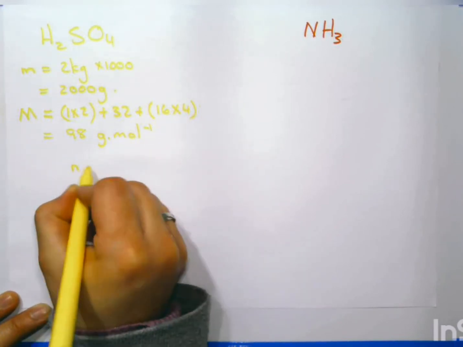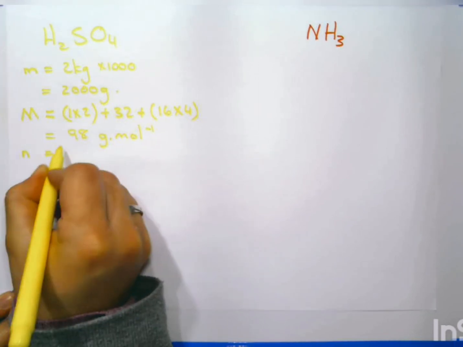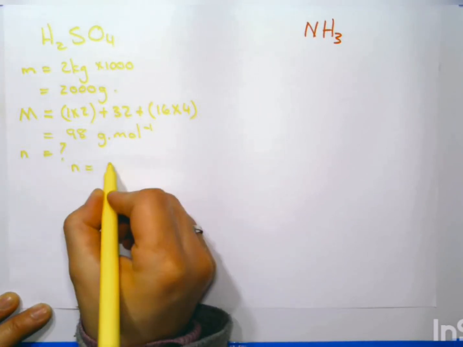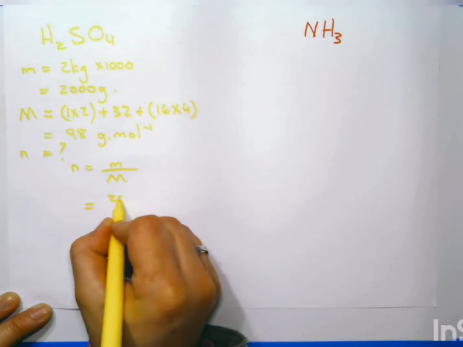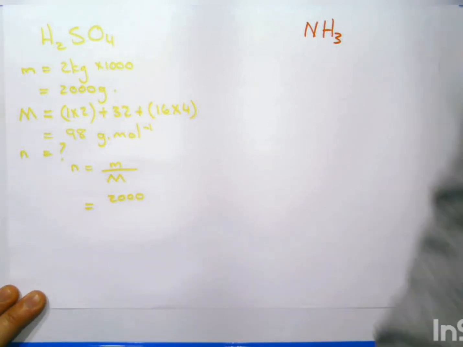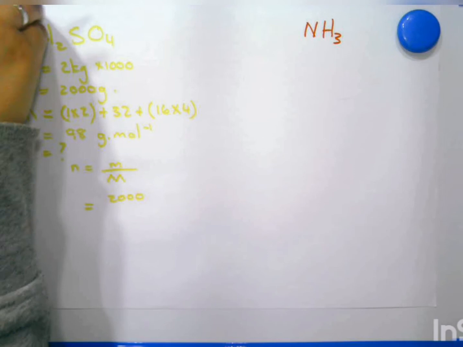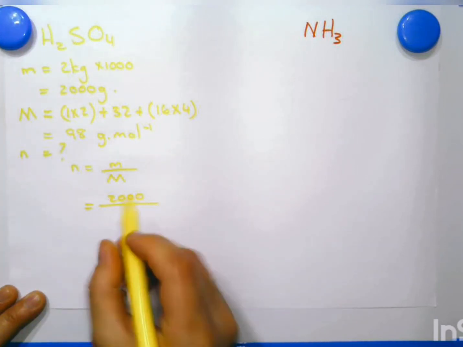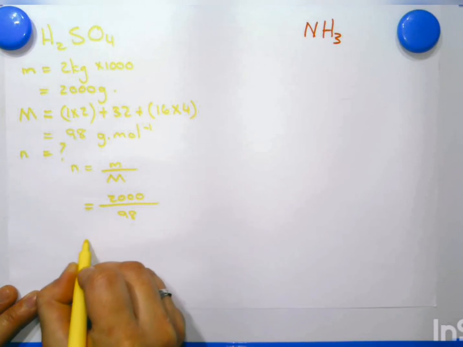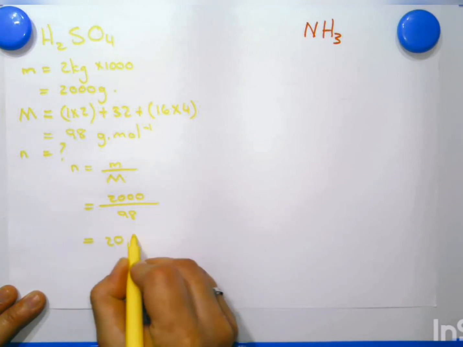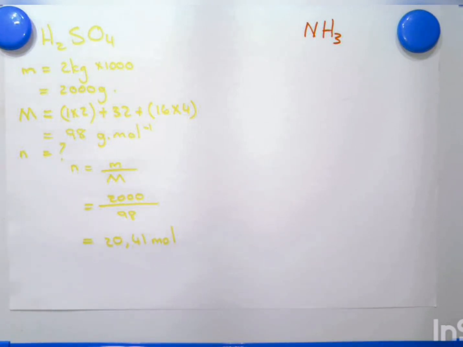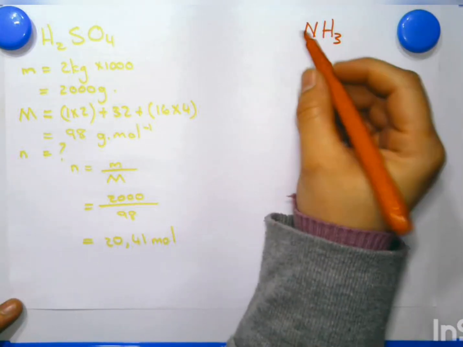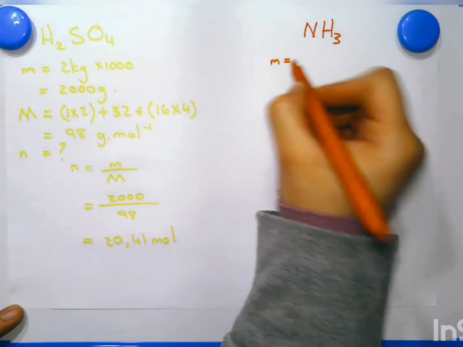So we want mole. There we go. So we write down what we need. And then we copy our formula from our formula sheet, which is n is equal to m over M. And that is 2,000 grams divided by 98. We put that in our calculator, and that will give us 20,41 mole. Don't forget your unit. All right, so we know that 2 kilograms of sulfuric acid contains 20,41 mole.